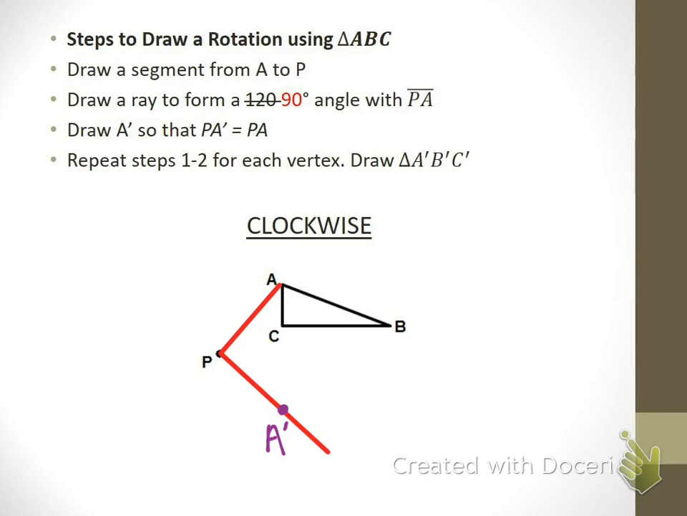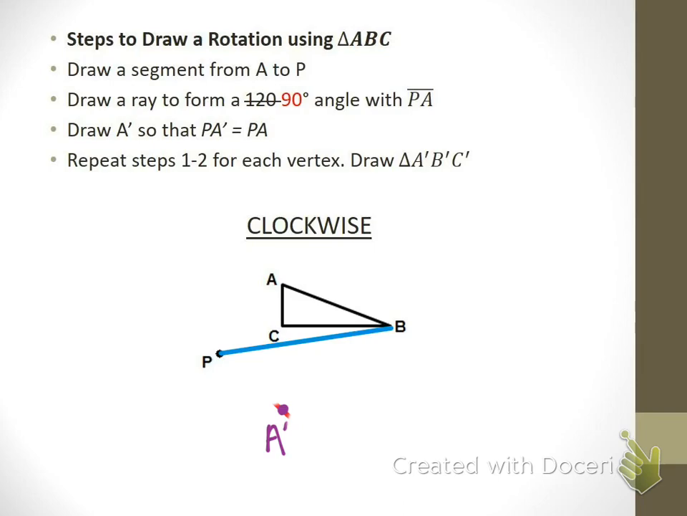Okay, so it says to repeat these steps for each vertex, and then we can connect those vertices to draw a triangle A prime, B prime, C prime. Questions about what is happening here? Okay, so I'm going to take away, as best I can, the lines that I used to get my A prime. And instead, I'm going to now use point B. So I've got to connect B to P.